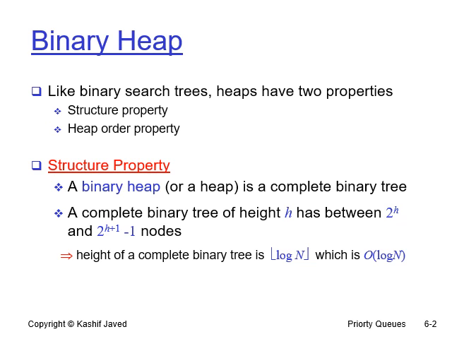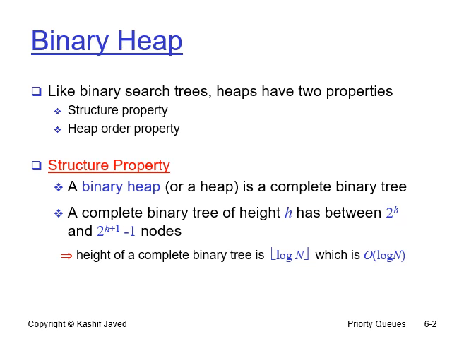Binary heap. So binary heap, like binary search trees, they have properties. These two properties must be satisfied simultaneously by a binary heap. So last time we looked at the structure property, and today we will begin with the heap order property. But let's revisit our structure property concept.